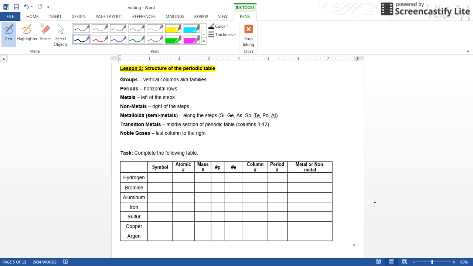Metalloids are going to be the ones right along the steps. And then the transition metals are going to be in the middle section of the periodic table, so columns 3 through 12. Noble gases will be the last column to the right, okay? So again, we'll do a couple of these together and then you can give them a try.